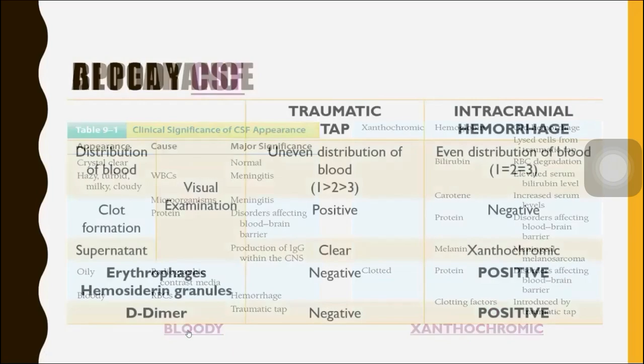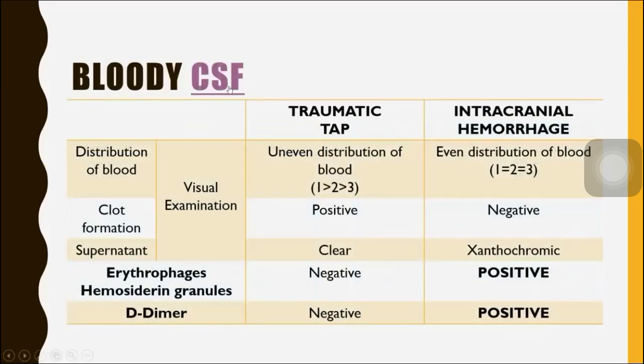Okay, next we go to the bloody CSF. Again, bloody CSF may be produced if there is an occurrence of traumatic tap or intracranial hemorrhage. So there is a need for you to distinguish if it is traumatic tap, since this is a non-pathologic condition. Meanwhile, intracranial hemorrhage is a pathologic condition. So how will you differentiate the two conditions?